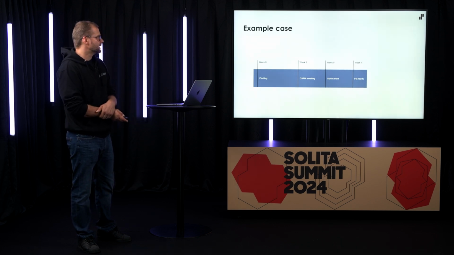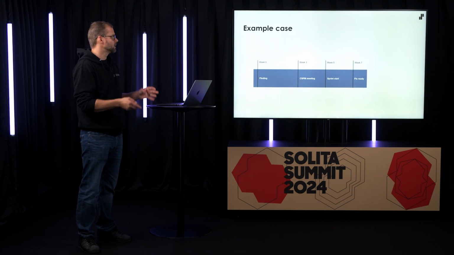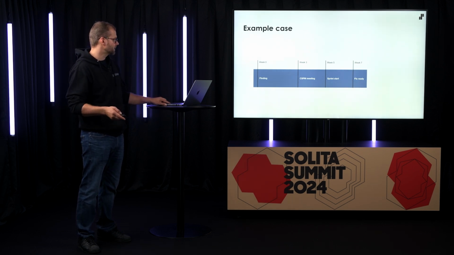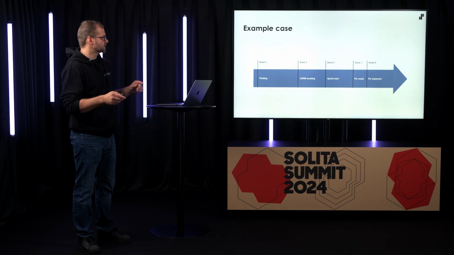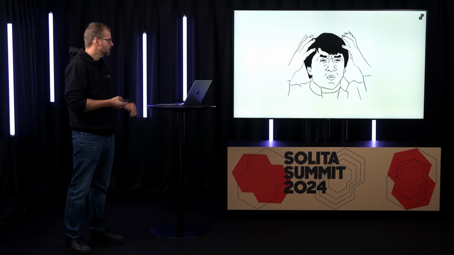Then there's the 1-week delay from the sprint end until the production deployment. So there's a 1-week waiting time, and finally on week 8, the fix is deployed. And considering the quote from Wiz earlier, with the sprint model and production deployment schedule, the misconfigured resources have been live in production already for weeks.